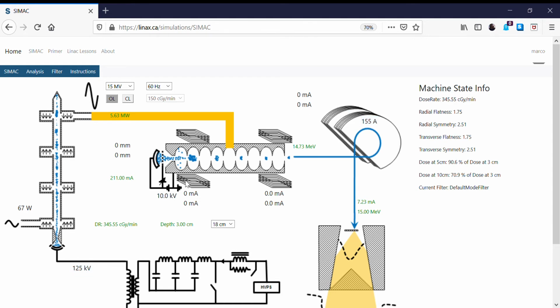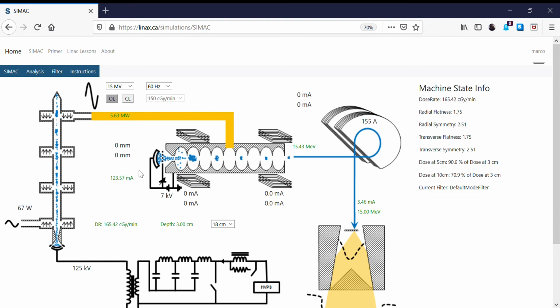And now I'm going to change the gun voltage, which will change the amount of current that's going into the accelerator. So the 15 MV beam is set with a 10 kilovoltage gun pulse. What I'm going to do is drop this now to 7 kilovolts. And what's going to happen is with 7 kilovolts, we're going to have a reduced amount of electrons entering the accelerator. And so in this case, because of that, the beam energy that is exiting the accelerator is going to increase. We had 14.73 MeV before.